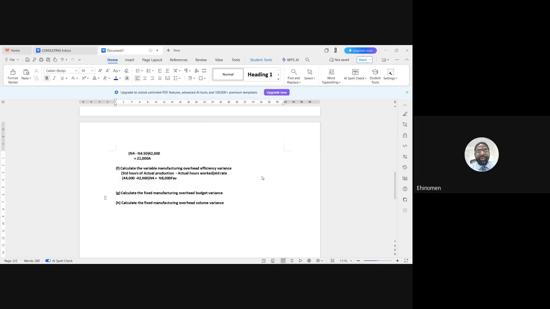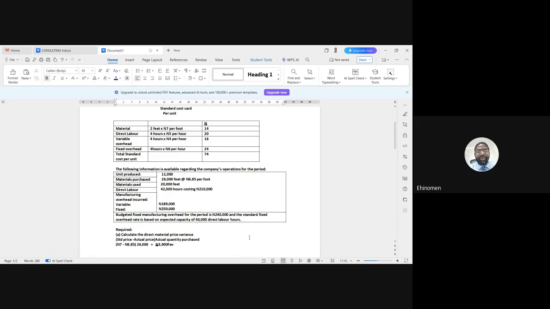I got 10,000 naira adverse. I think the formula is budgeted fixed overhead minus actual fixed overhead. The budgeted overhead from the question given is 240,000 naira, while actual is 250,000 naira. So if you subtract it, you get 10,000 naira adverse, sir. All right. Thank you very much.